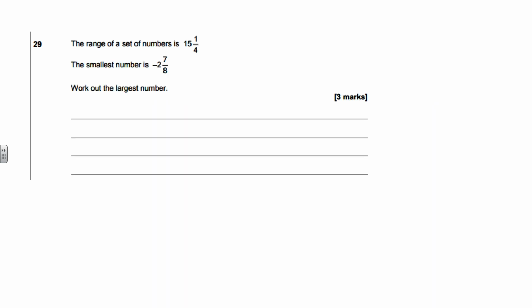Question 29. The range of a set of numbers is 15 and 1/4. The smallest number is minus 2 and 7/8. Work out the largest number. So the range is the difference between the smallest and the biggest. So it's saying that when we go from minus 2 and 7/8, there's a difference of 15 and 1/4 to reach the biggest number.